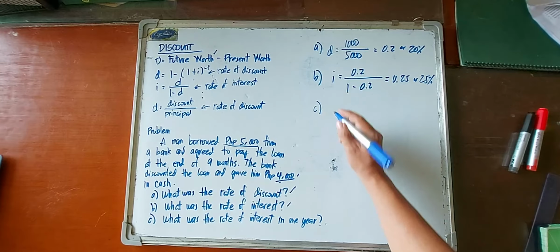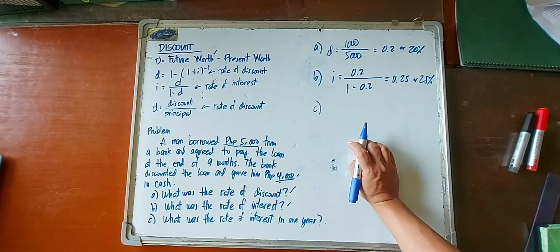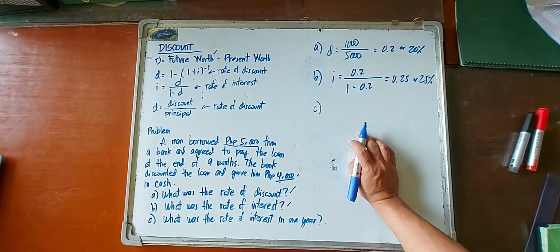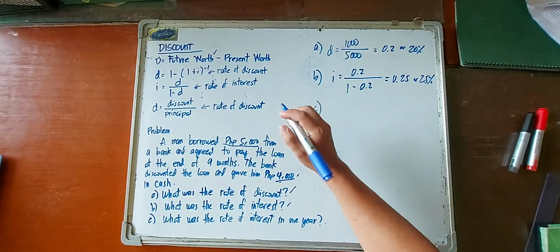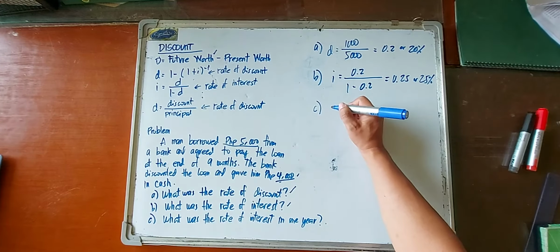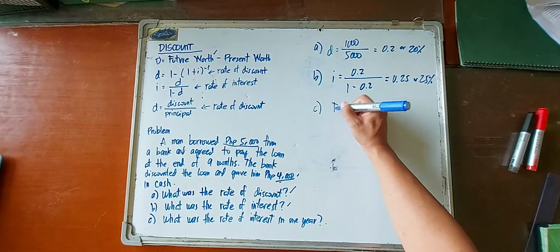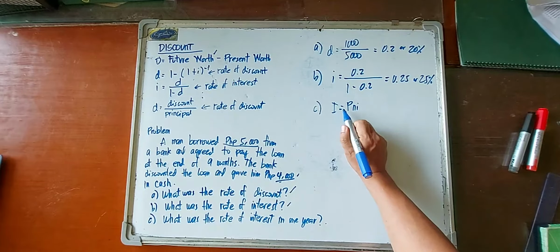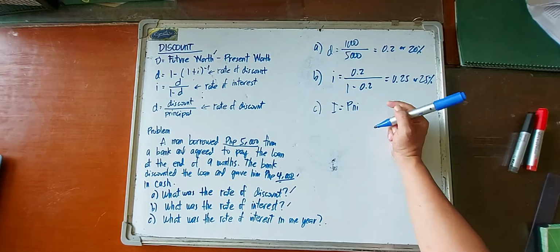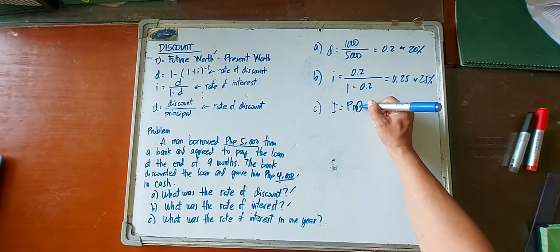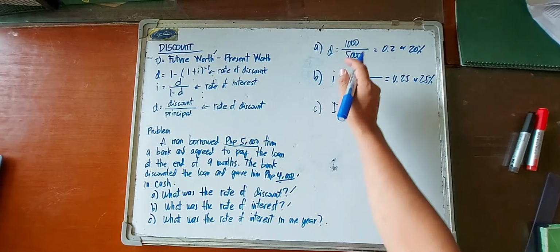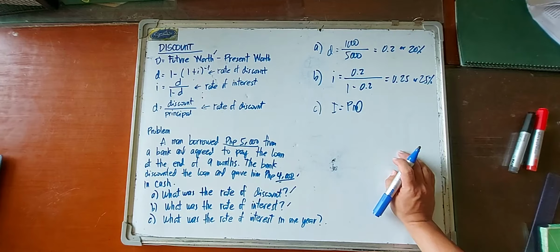Okay, and letter C, if convert natin yung 9 months into a year, what would be the rate of interest? Okay, so gawin natin 1 year. We can use yung simple interest formula, I is equal to P times i times n. So we're solving for the value of i, yung interest in 1 year. So we know that the interest is 1,000. Yung interest, yan yung difference ng future and the present worth.